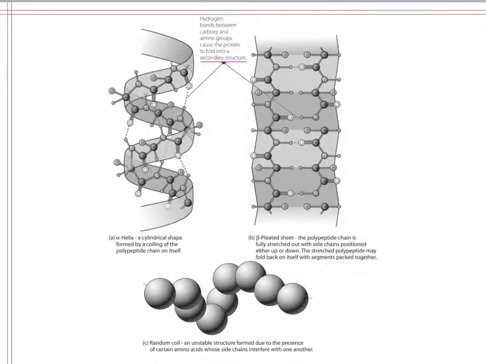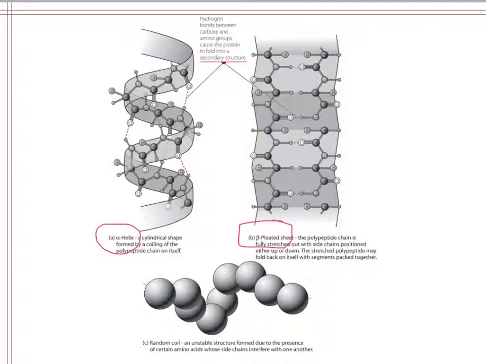This slide shows some of the secondary structure. On the left here, we're looking at the alpha helix. It's a pretty classic structure that you see there, formed by the coiling of the polypeptide chain on itself, so it forms that sort of circular staircase structure. And then the beta pleated sheet, which is on the right, is more of a pleated sheet.